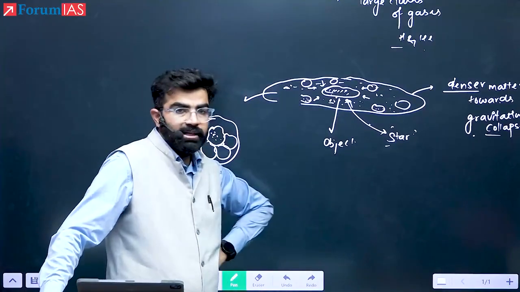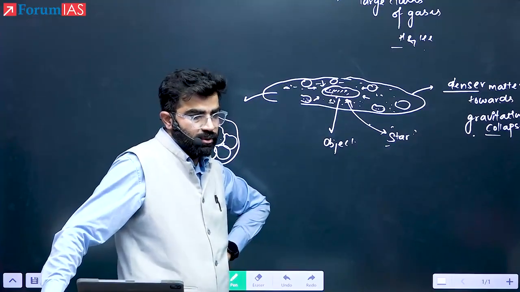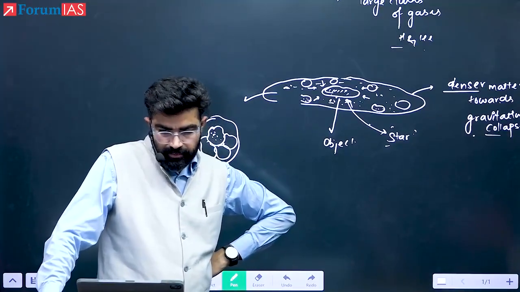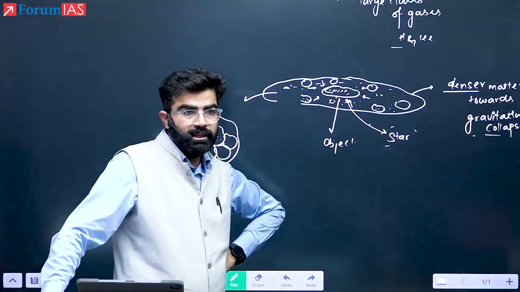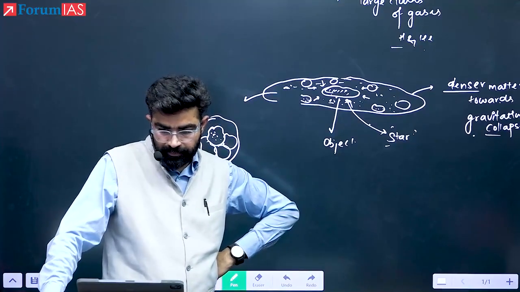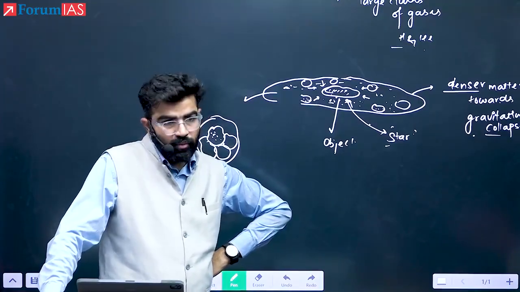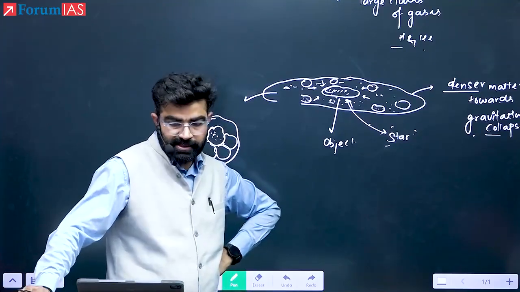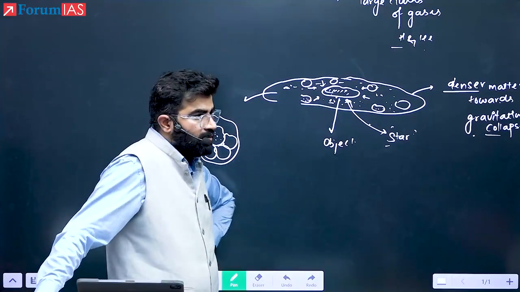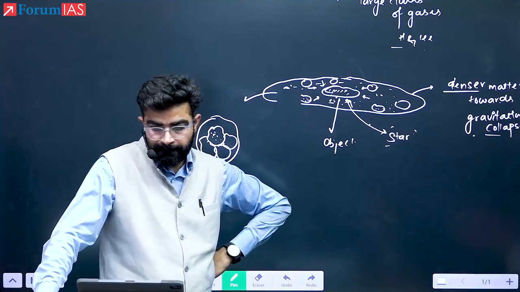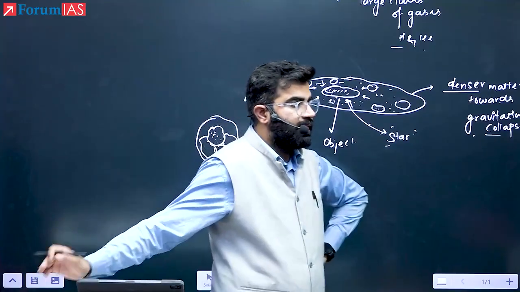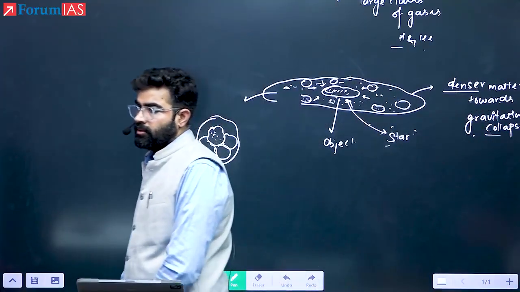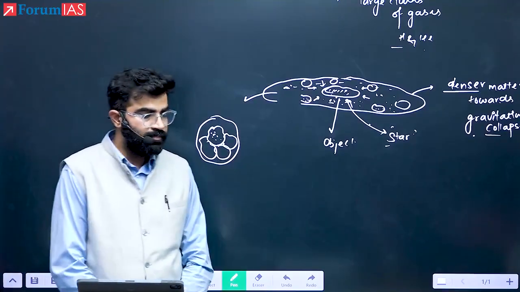Second step, protostar formation. It is the early stage of a star, where collapsing gases formed a disc-like shape, with high temperature in the center.